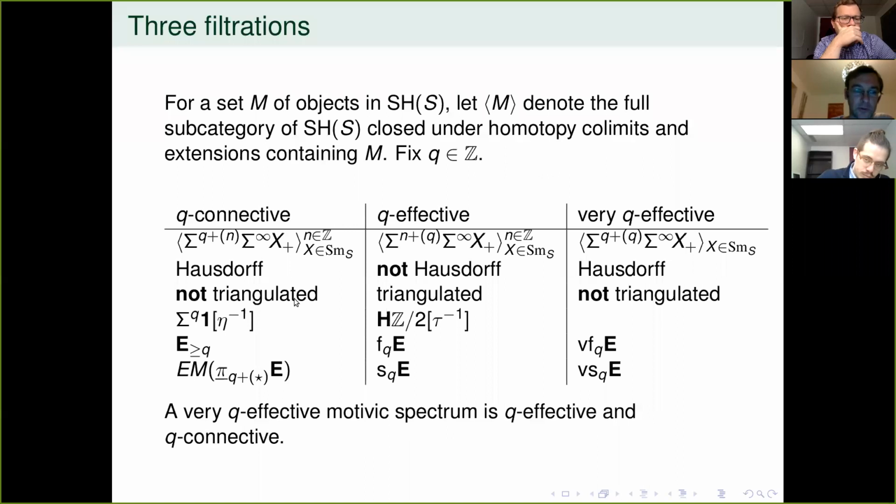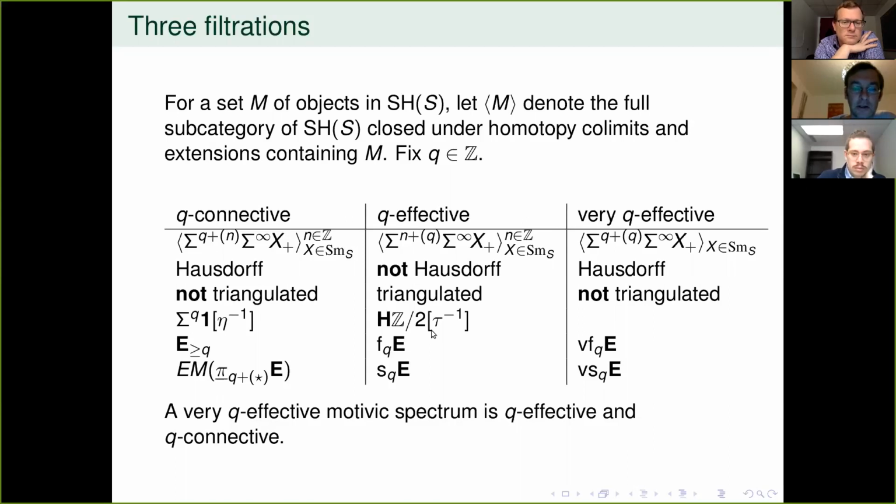Here are 2 examples of interesting motivic spectra. So the q-fold simplicial suspension of the eta inverted sphere. This is not l-effective for any l, but it's q-connective. And this spectrum representing étale cohomology with mod 2 coefficients is q-effective for all q and not q-connective for any q. So this shows the not Hausdorff property, for example.